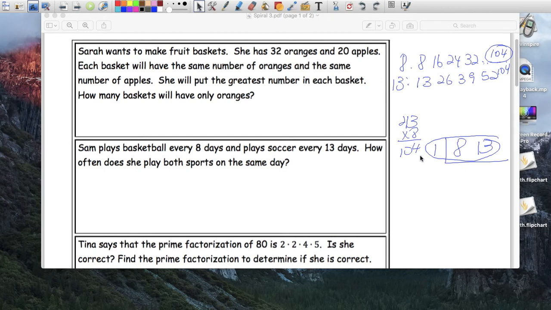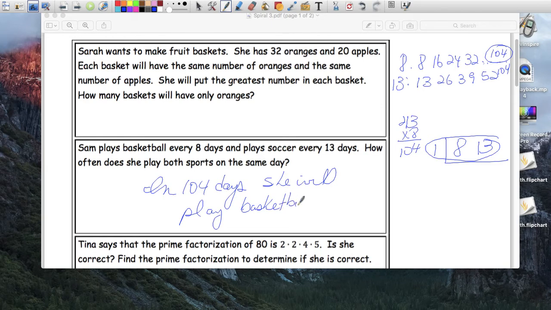So 104 is how often does she play both sports on the same day? So in 104 days from today, she would actually play basketball and soccer on the same day. That's a long time. So you would write in 104 days, she will play basketball and soccer on the same day.